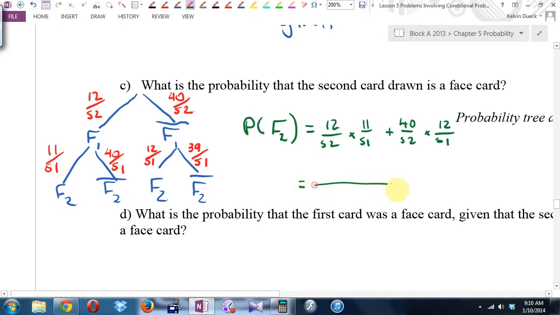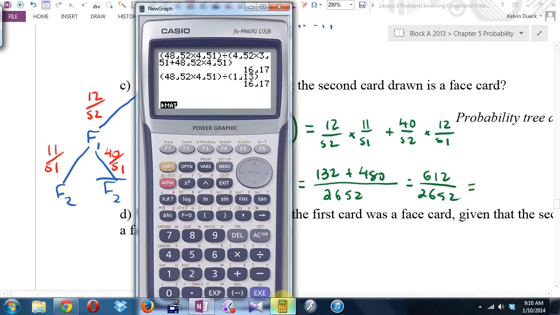I think if you do this the long way, it ends up being over 26, 52, and I think it ends up being 132 plus 480, 586. I think it ends up being 612 over 2652, but most of you are using your calculators. What is it in lowest terms? Sorry? 3 out of 13. Okay.